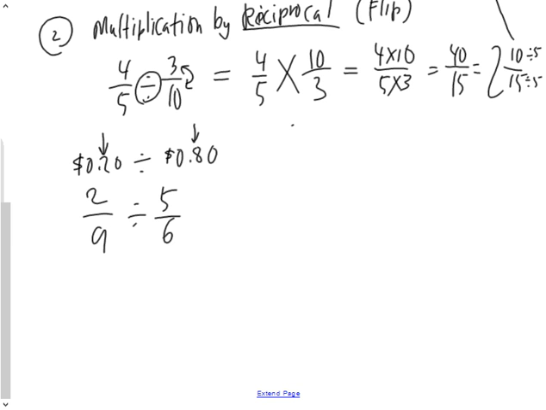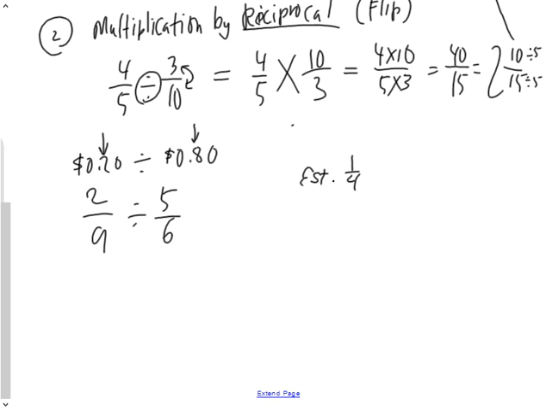But I only have 20 cents, and I have to make a pile of 80 cents. So we know we can't make a whole pile because we only have 20 cents. But how much of a pile can we make? Well, if I have 20 cents and my pile needs to be 80 cents big, I can make a quarter of a pile. So my estimation is going to be a quarter.